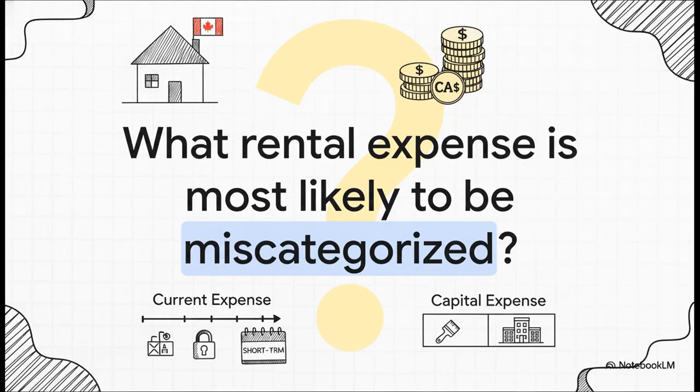I want to leave you with this final question to think about as you review your notes. Reflecting on everything we've talked about, what do you think is the single most common mistake people make? I'll give you a hint. Mastering the difference between a current and a capital expense is probably the single most valuable skill you can develop in this area. It will serve you well.